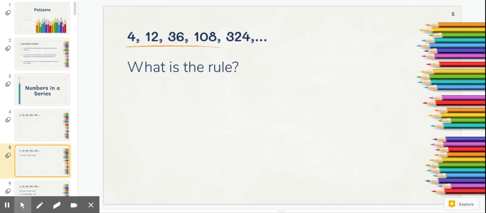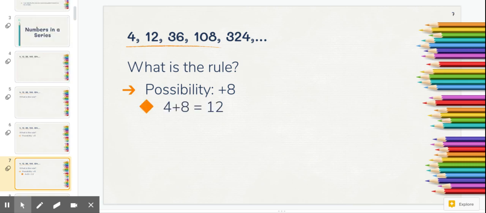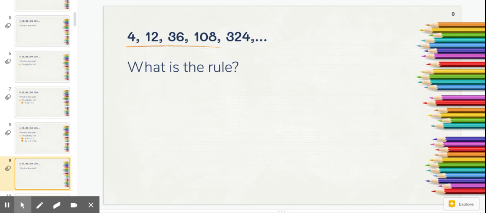So first, let's think about this. I see 4 and then I see 12. Well, what do I do to 4 to get 12? I think I can add 8. So we're going to start with the possibility of plus 8. So I test it. 4 plus 8 is 12. But then I look at my next set of numbers and I have 12 and then 36. 12 plus 8 does not equal 36. So I know right away that plus 8 is not the rule. So let's look at another possibility.